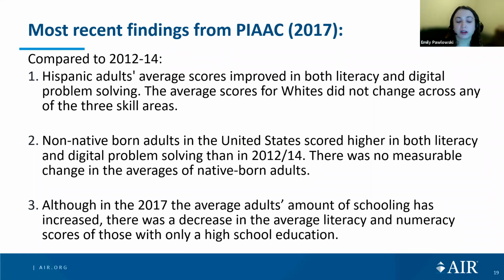And then looking at these 2 time points, the average amount of schooling among adults has increased. So there were more adults getting above high school education, but there was a decrease in the average literacy and numeracy scores of those with only a high school education. So those with lower levels of education, their skills were declining in those areas.